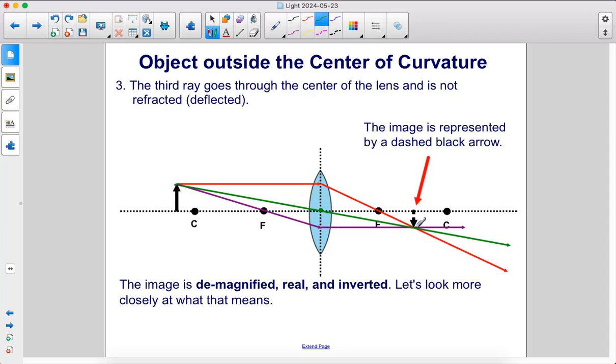And then here, at the point where they all intersect, we start at the axis and we draw our arrow to the point of intersection. The image, as you can see, is smaller, so it's demagnified. It's real because it's on the other side of the lens, which means it could be projected onto a piece of paper or a screen. And it's upside down, so it's inverted. Let's look more closely at what that means.